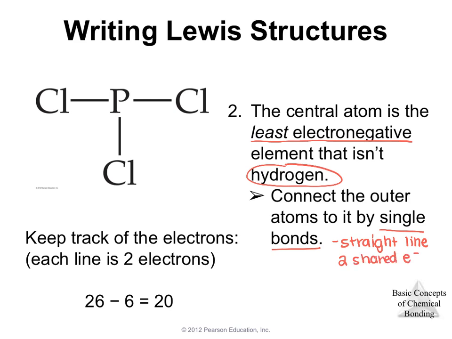So before, where we would do like chlorine sharing an electron, we will now draw it as a line between the two. So these are kind of the same representation of the same thing. Remember, we said that we're starting with 26 electrons. We need to keep track. So there's going to be 2 in this bond, 2 in this bond, and 2 in this bond for a total of 6. So we've got 20 electrons that we need to take care of. So that's what we're going to do next.